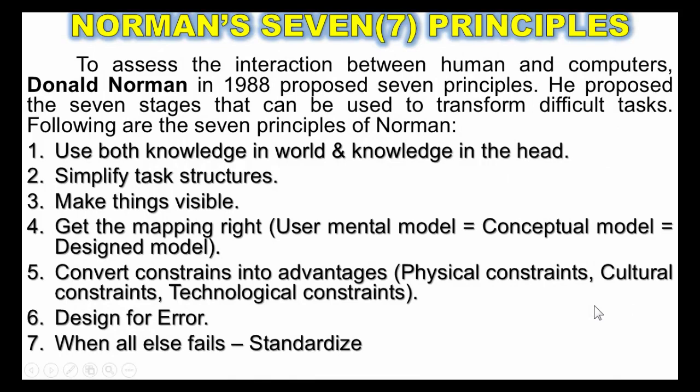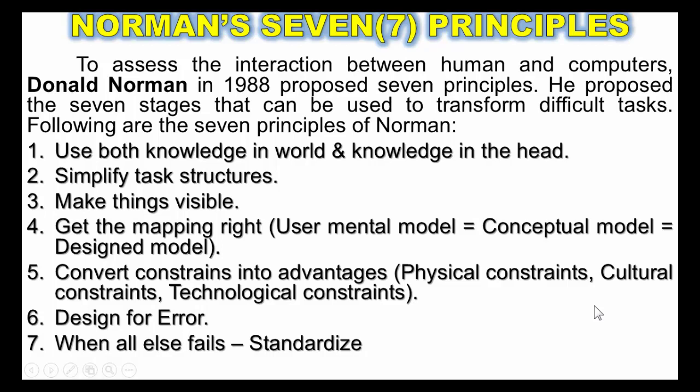I present to you Norman's 7 principles. To assess the interaction between humans and computers, Donald Norman in 1988 proposed 7 principles. He proposed the 7 stages that can be used to transform difficult tasks. Following are the 7 principles of Norman.